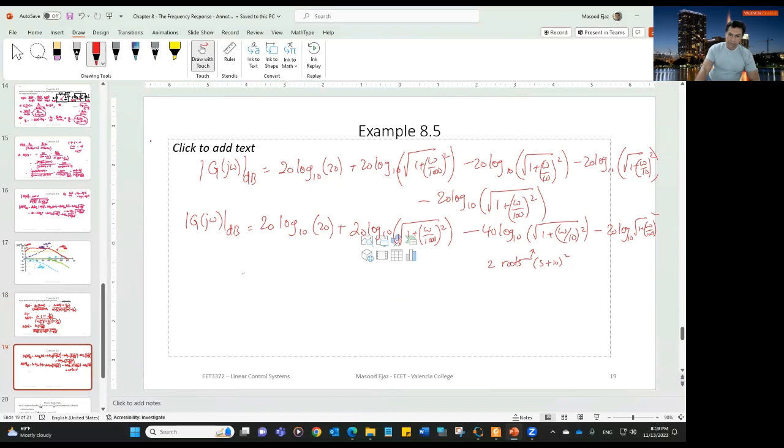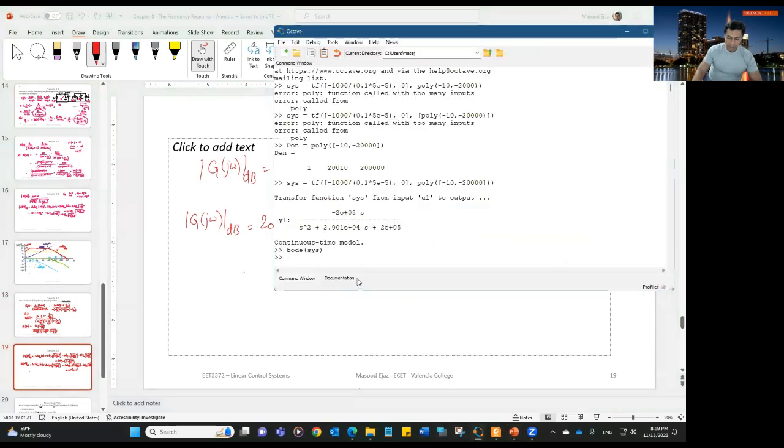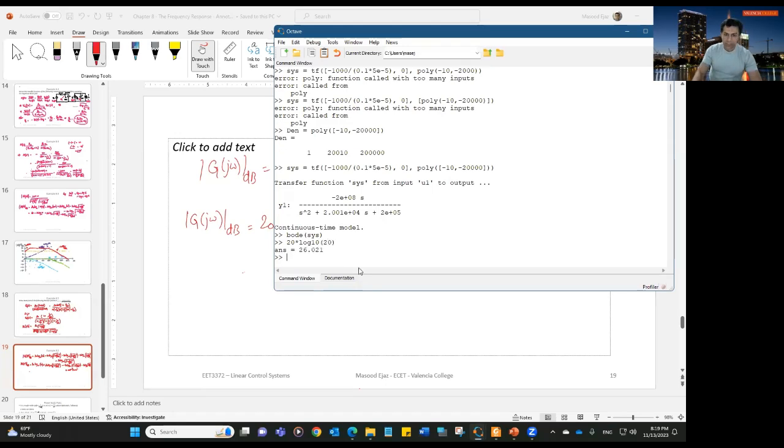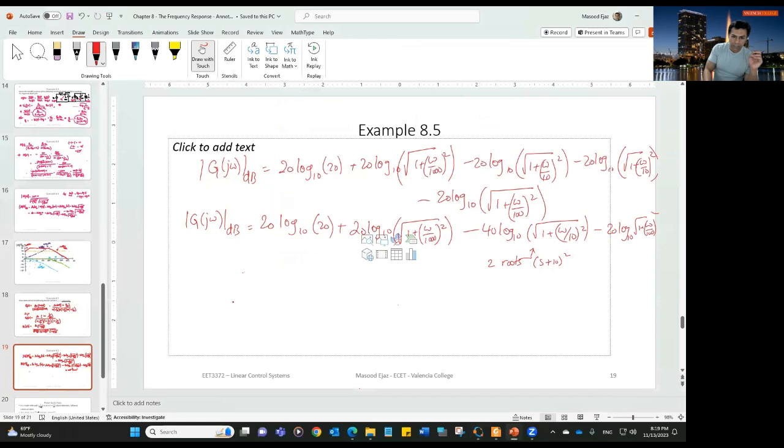So let's go ahead and 20 log of 20, that's going to be what? 20 times log 10 of 20. 26.021. So it's going to start at 26.021. I'm just going to write down 26. Plus 20 log 10. So now what's going to happen with this factor?